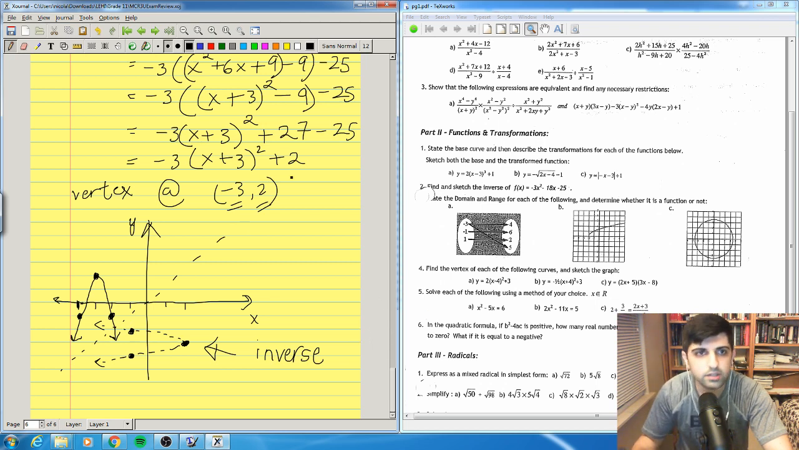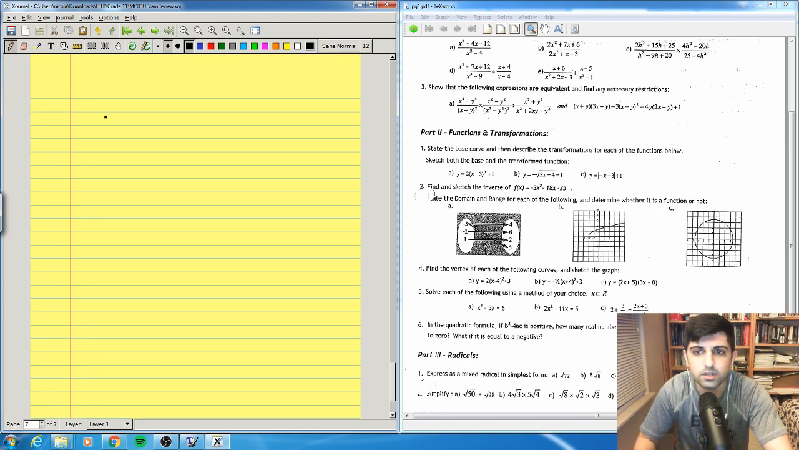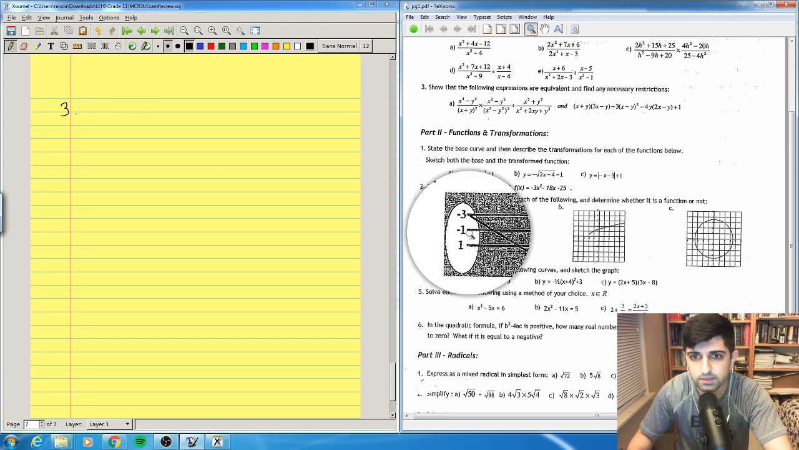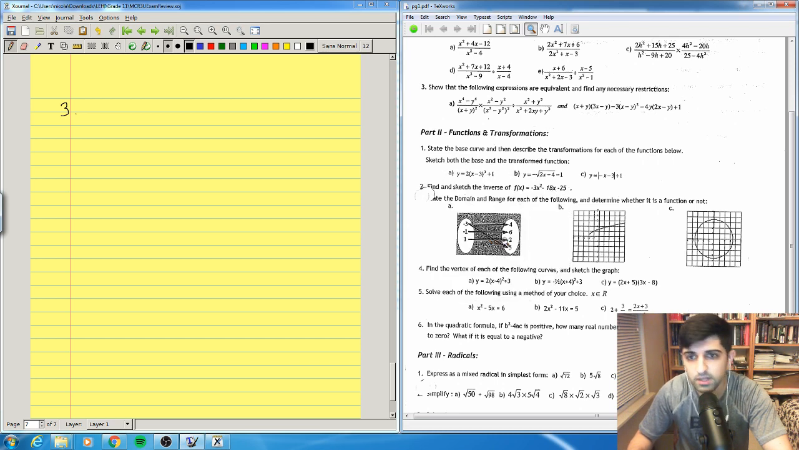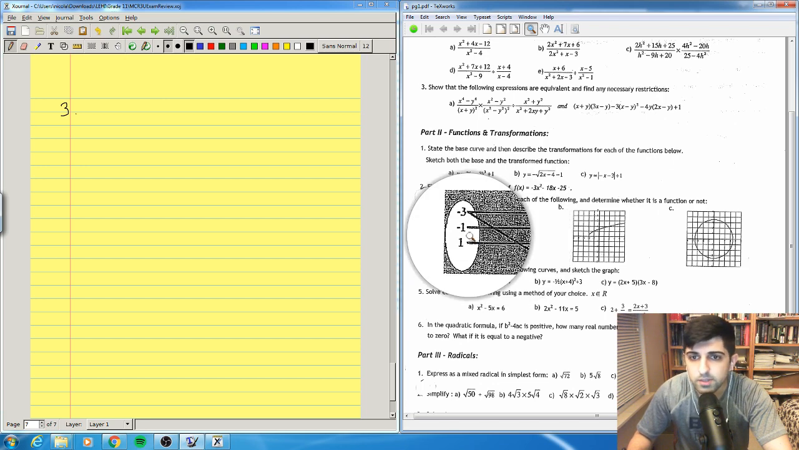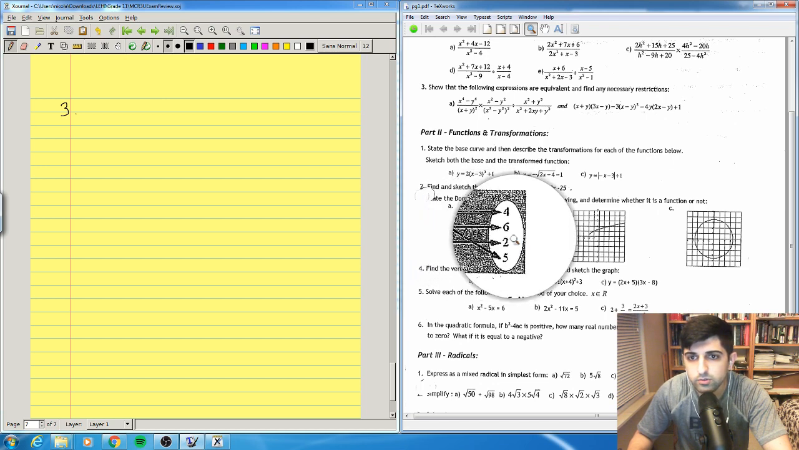Now let's move on to other questions that I haven't answered. So this should say 3. State the domain and range of each of the following and determine whether it is a function or not. Okay, so right away I can see that this is probably not a function, right? So I've got a domain on the left and a range on the right, and the reason why I know that the left is the domain and the right is the range is because I start over here and the arrows point over here, right?